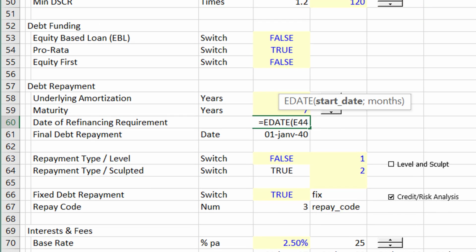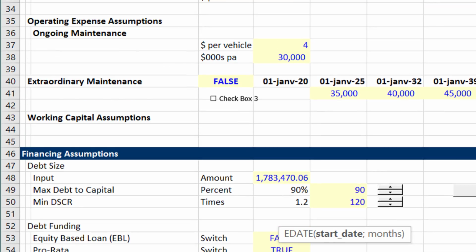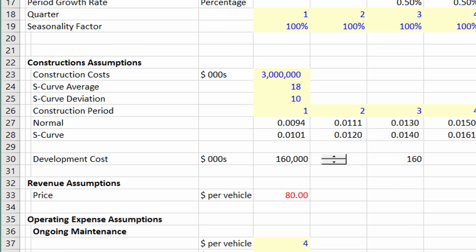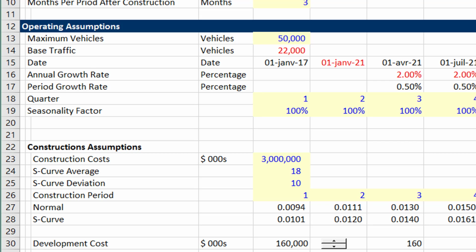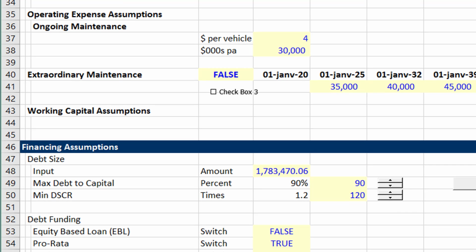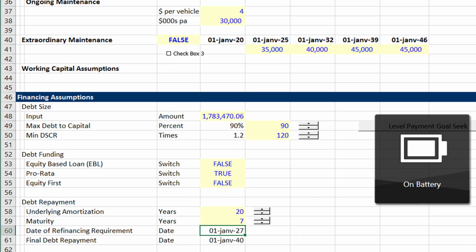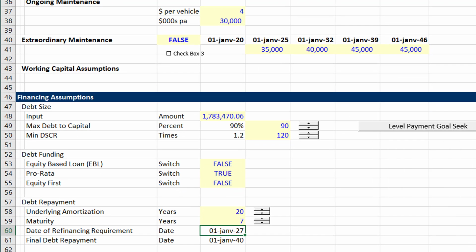And then we'll say we don't have a grace period, so we'll go up to the commercial operation date. I'm not sure I'm explaining this well enough. And then we'll say 7 years times 12. That's the date of our refinancing. And we need this date very badly, because we're going to use it in all these cash flow sweeps.